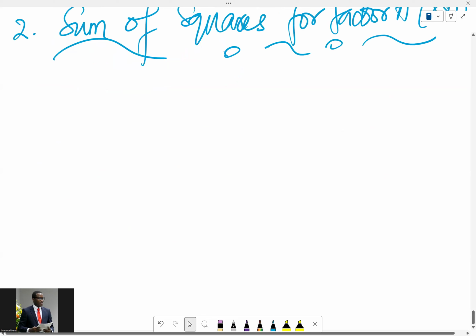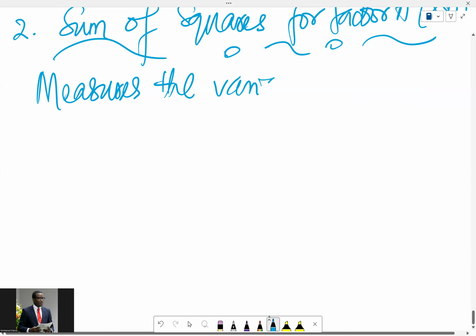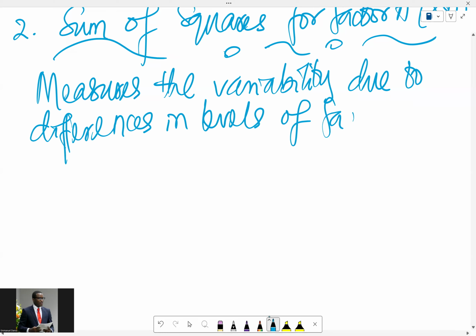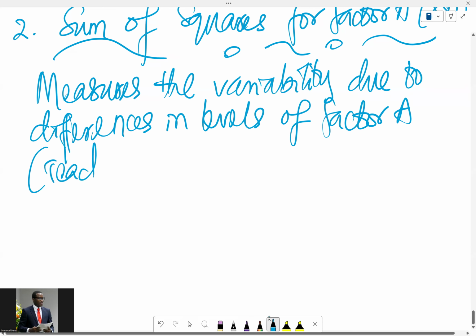And what would that be? So this measures the variability due to differences in levels of factor A, which is teaching method in this case. Factor A here is teaching method. Okay. And what is the formula?